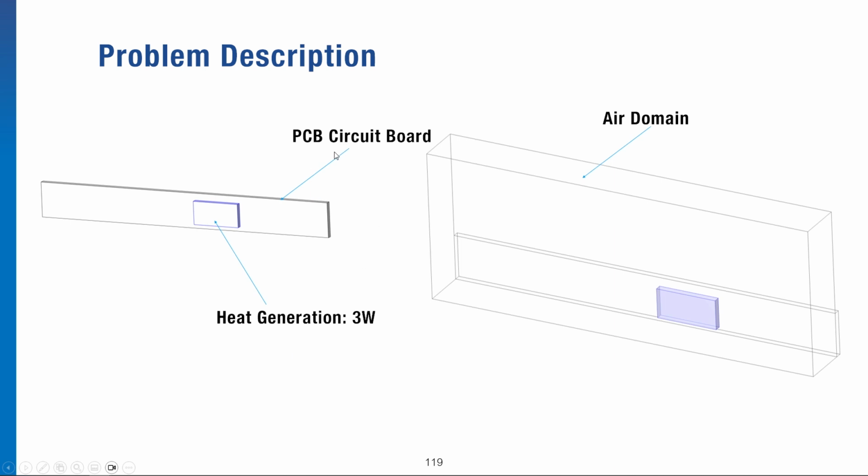Then, we place the PCB and the chip in a certain space. You can imagine it as being placed in a box. And inside the box, there is air. The air can enter from the bottom and exit from the top, with both the top and bottom surfaces being open.